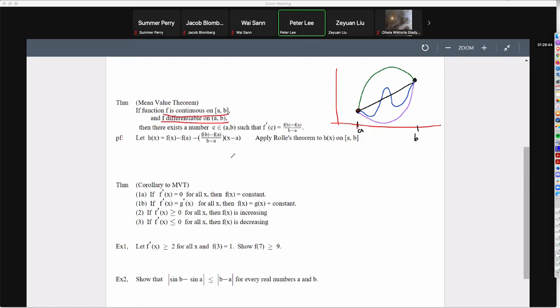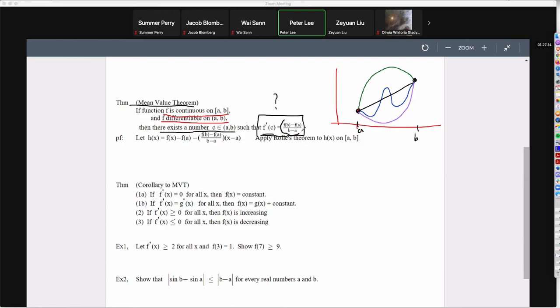So if you have such a curve, then what is the conclusion of the mean value theorem? The conclusion is that there exists a number c in the open interval (a, b) such that f prime of c is equal to this expression right here. This means there is a number c such that f prime of c, the derivative of f at c, is equal to this.